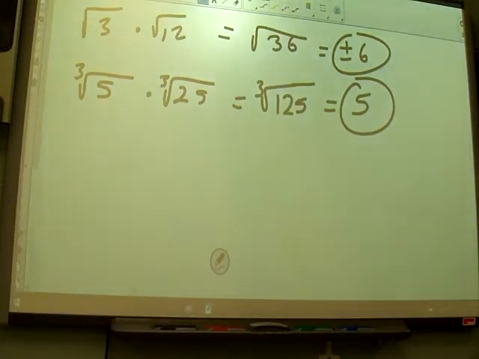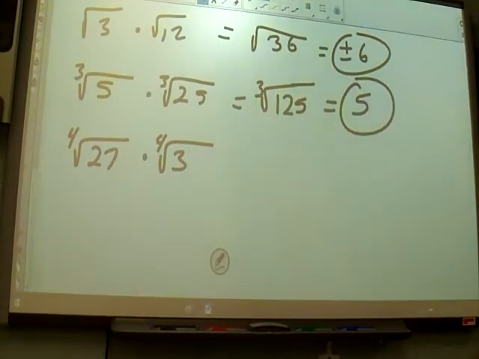All right, let me let you try a 4th root on your own. The 4th root of 27 times the 4th root of 3. See if y'all can figure that one out.